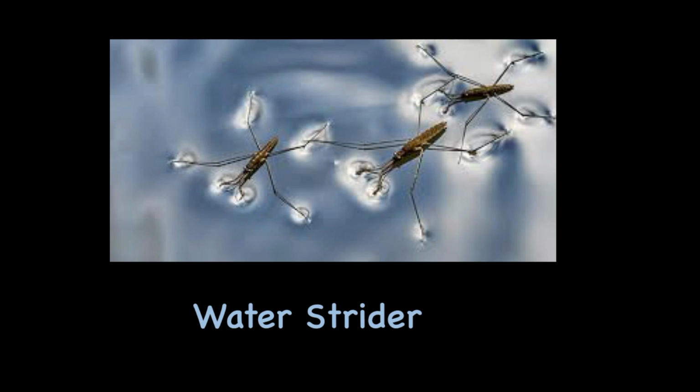The reason they're able to stay on top of the water is that water molecules themselves create tension and a very delicate membrane at the top. We call it surface tension. And the water striders walk on that membrane.